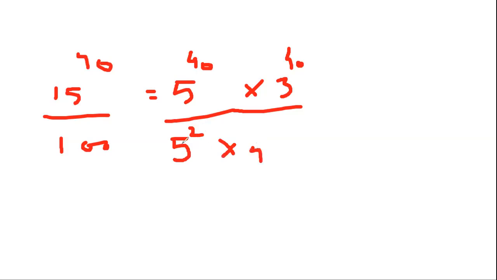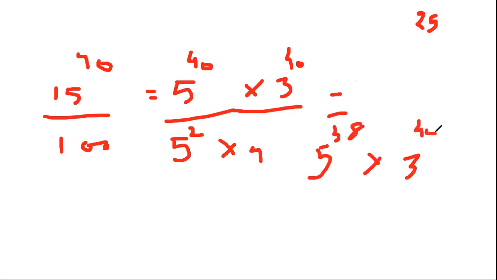Now you can simplify this. Means you're dividing it by 25. So keep this number aside so that you remember this. So this is now, you can write it as 5 to the power 38 multiplied by 3 to the power 40 and then you are dividing it by 4.